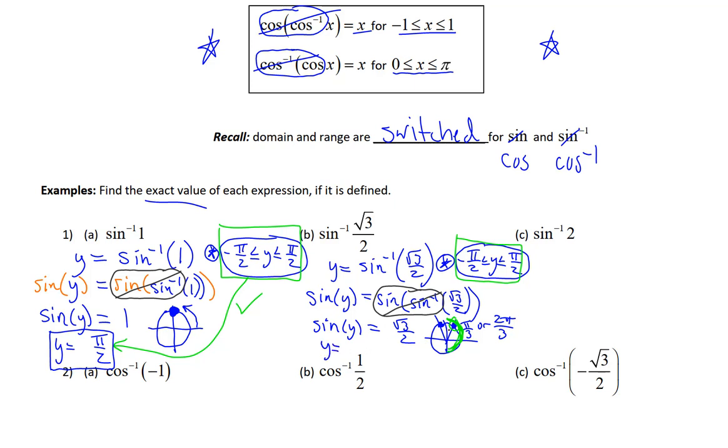So y equals, in this case, pi over 3 as our final result. In other words, we exclude the 2 pi over 3 because it just simply does not fit within the range we have for our y value, our sine inverse output.